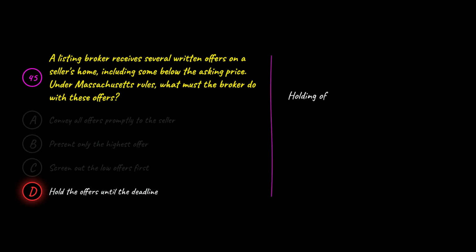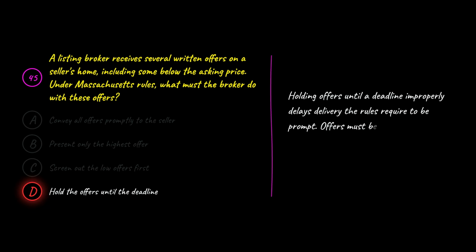D is wrong because holding offers until a deadline improperly delays delivery. The rules require the broker to be prompt. Offers must be conveyed without delay so the seller can act on them in a timely way.